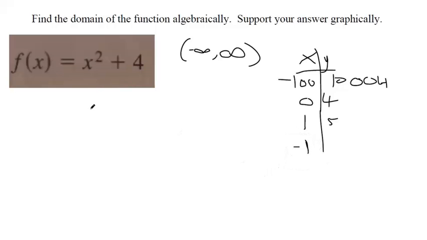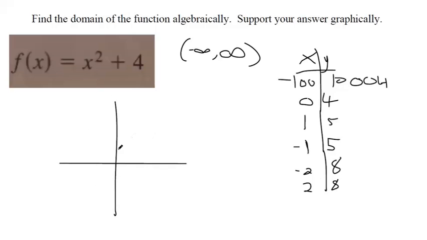I'll plug in x equals negative 1. Negative 1 times negative 1. Negative 1 times itself makes positive 1. 1 plus 4 is 5. You can plug in negative 2. That would be 8. If you plug in positive 2, I'm just picking numbers. Okay, you can pick whatever number you want. Because what you're doing is you're getting yourself data points for this graph.